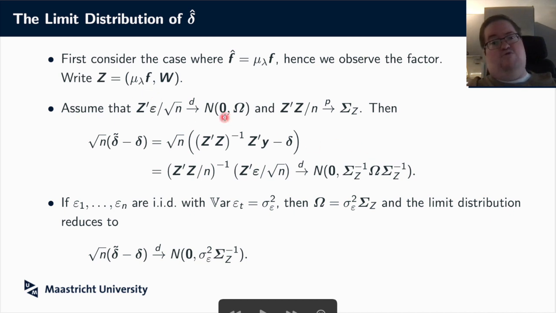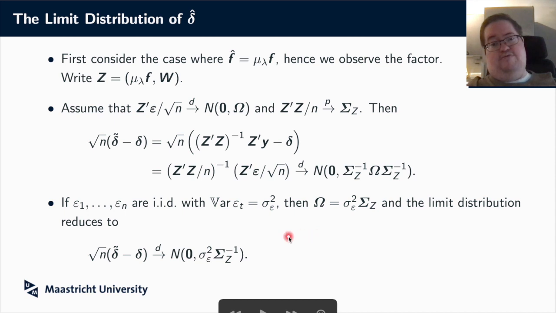You can assume heteroscedasticity and all these things that will not affect the factor model much. Well, same here, we assume a law of large numbers holds for z prime z over n and converges to some sigma z. Well, then it directly follows that the least squares estimator is going to converge to a normal distribution with this sandwich covariance matrix.